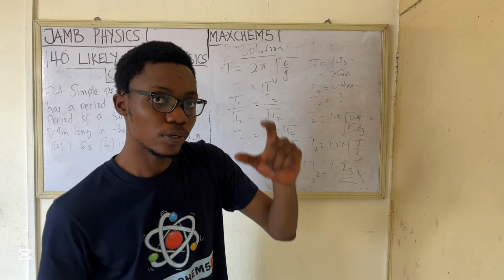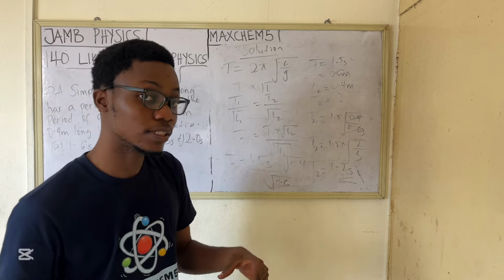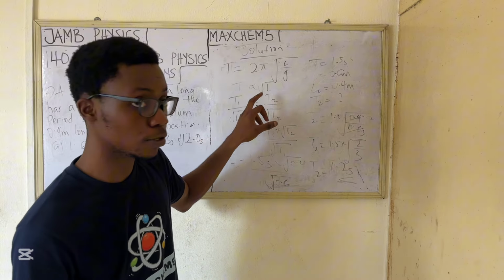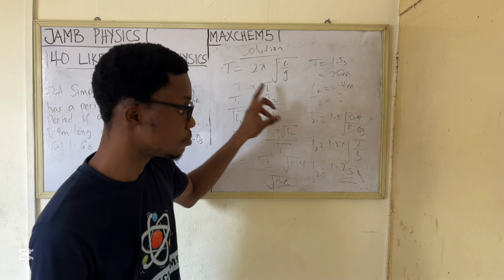Increase in period will lead to a decrease in length. That means when it comes to inversely proportional, if there is a decrease, we are having directly proportional here. If there is a decrease in period, there will be a decrease in length also.